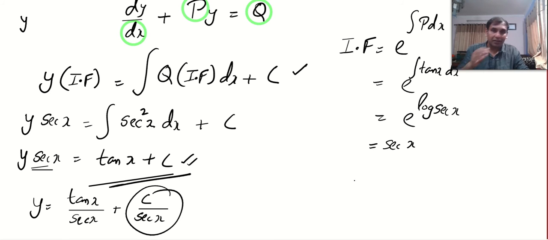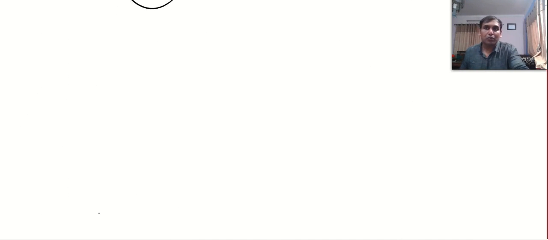For example, in the variable separable type I told you, when you get c by 2, you are allowed to replace it with c itself. But look at this. This is not c by 2. This is not constant by constant. This is constant by variable. So you have to leave it as such. Okay, now let's try one more problem.